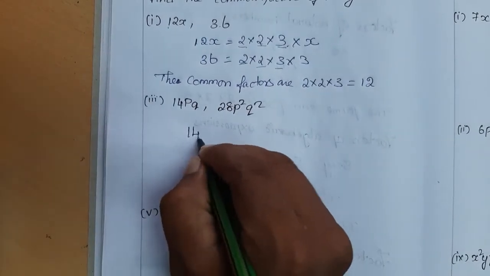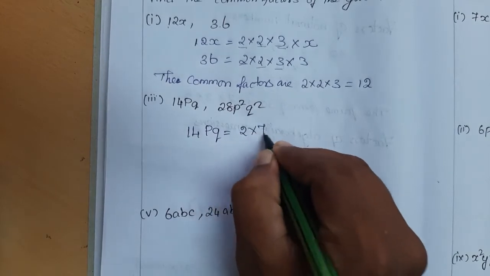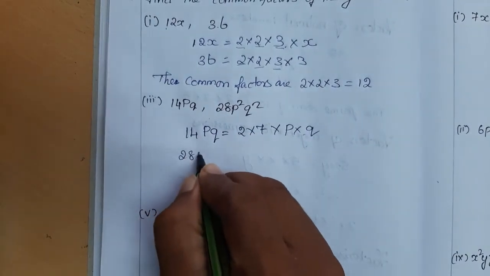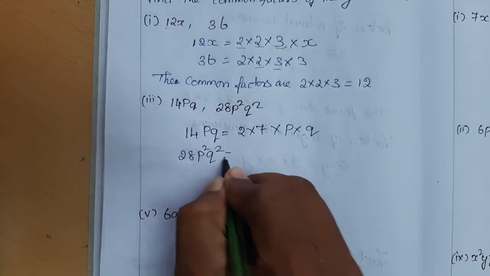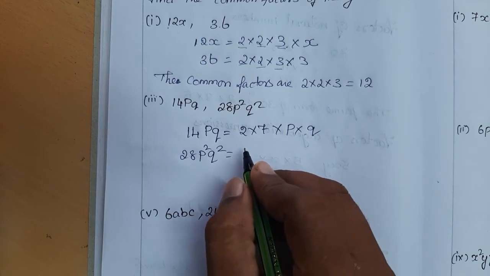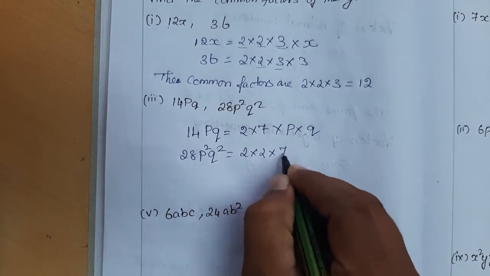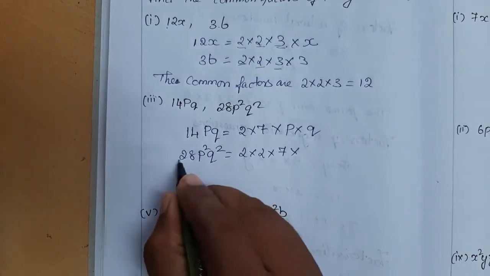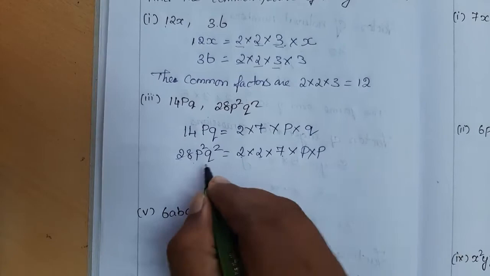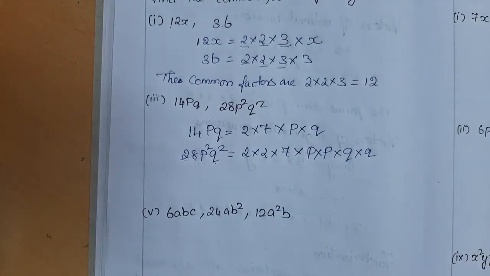So here, 14pq. Let me write it in the factorized form. 14 is 2 into 7, the prime factors, right? Into p into q. Next, 28p square q square. Square means 2 times, right? So 28 is 2 into 2 into 7. So 2 into 2 into 7, and p square means p into p, and q square is q into q. So what are the common factors here now?